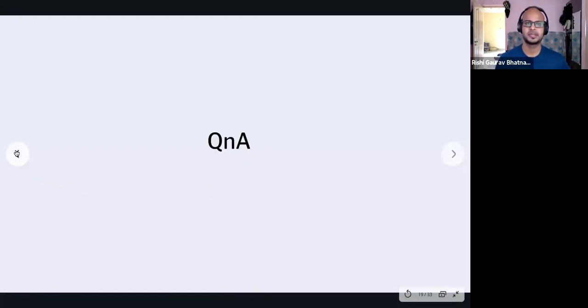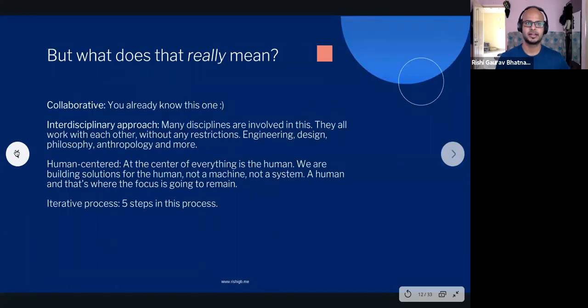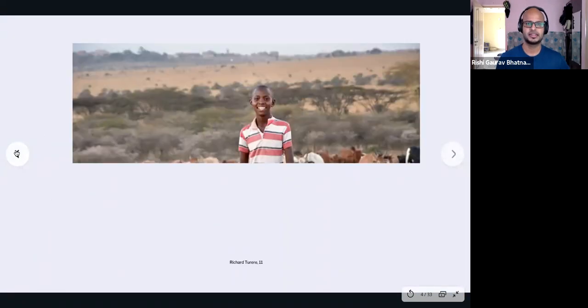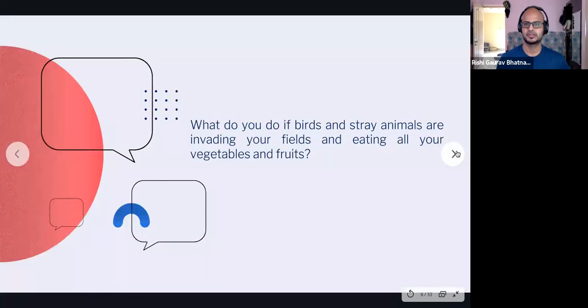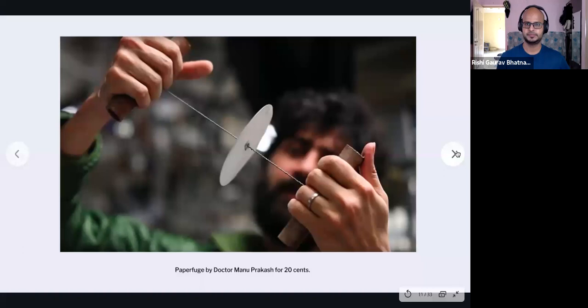of design thinking. As you may remember, there are 5 steps in design thinking. I'm just going to take you back to that screen. Give me a second.